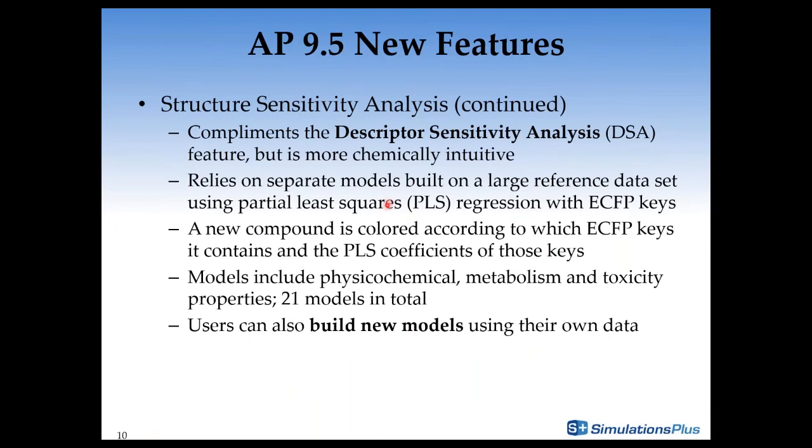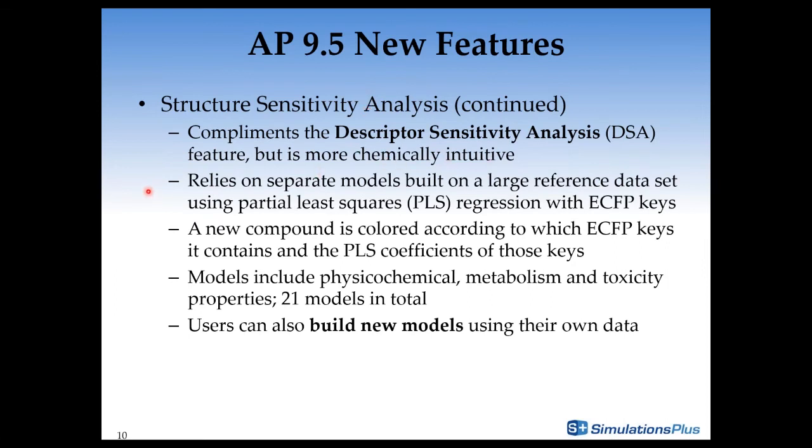So this feature was intended to complement an existing feature called descriptor sensitivity analysis. That one gives information about how a change to a descriptor would influence a particular property. That information can sometimes be difficult to interpret because many of the descriptors used in ADMET Predictor are quite complicated and not easily mapped back to chemical structure. So this new feature was, at least in part, intended to address that limitation by being more chemically intuitive.